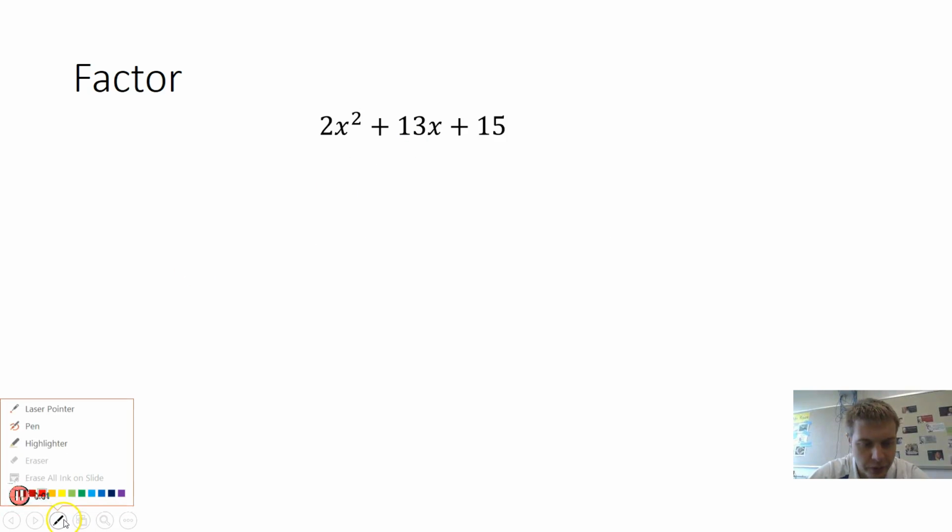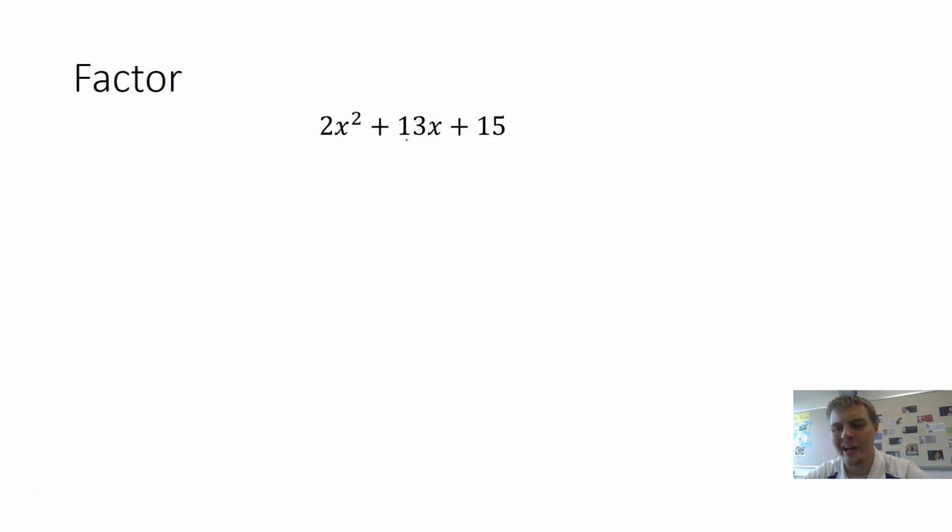Okay, so for this one, as we kind of go through and finish this up, you'll notice that we're factoring and we can't really divide anything out of here. So when I look at this, I've got 2x squared, 13x, and 15, and there's just nothing I can divide out.